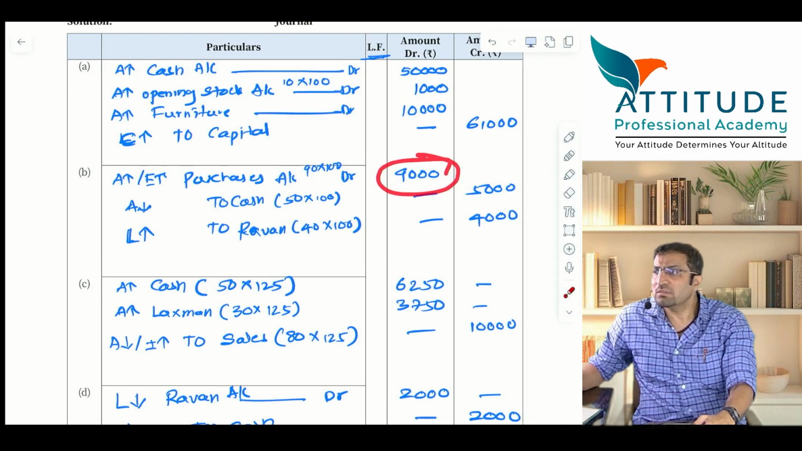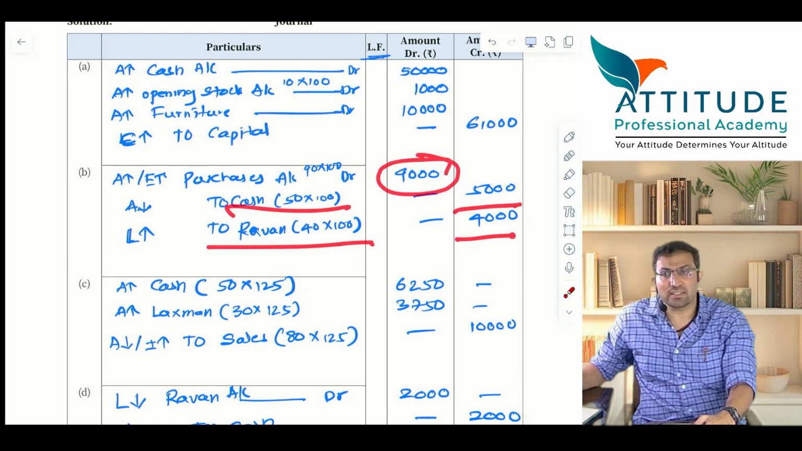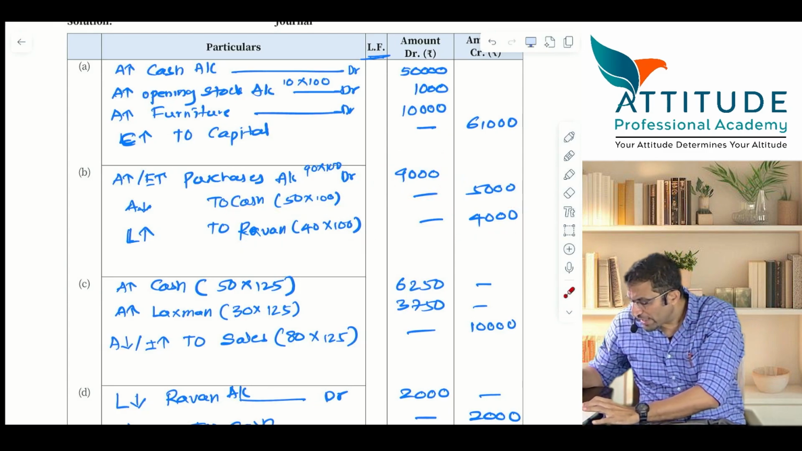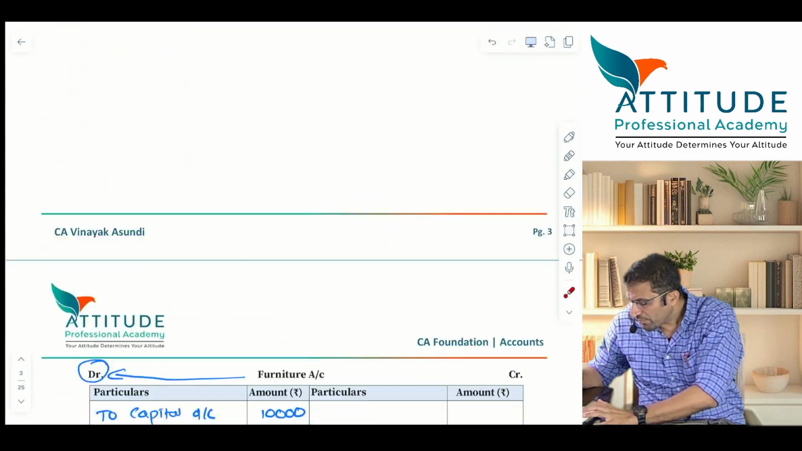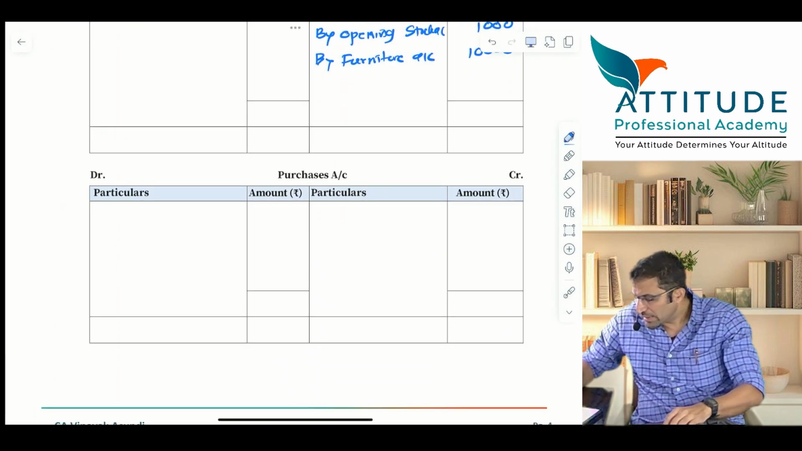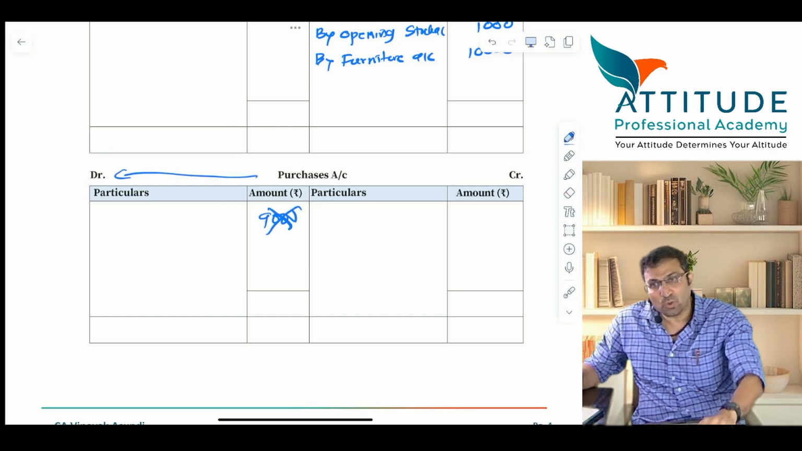Why no? Because there are how many credits? 2 credits. If there are 2 credits, I cannot just write only 9,000. Because credits are 2. Debit is 1. So what should I do there? Tell me. I should go to purchase account and write what here? Directly I should go to debit side. Definitely, there's no doubt about it. But directly I cannot write what? 9,000. It will be wrong. 2 credits are there.